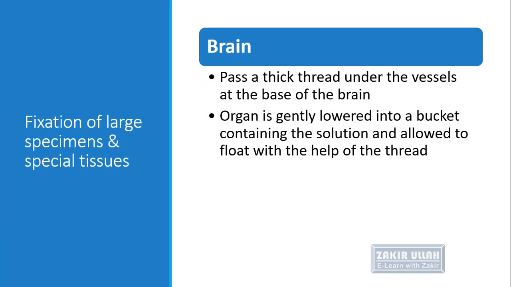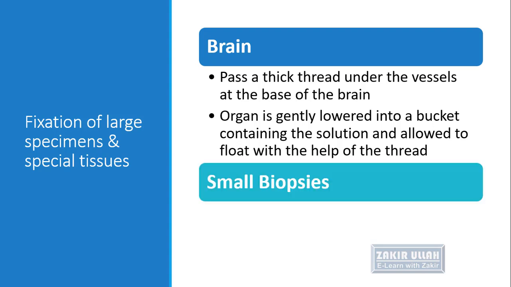When we receive a whole uncut brain, we pass a thick thread under the vessels at the base of the brain. Then this organ is lowered into a bucket containing the fixation solution, and it is fixed in such a position that the brain floats in the solution with the help of the thread.